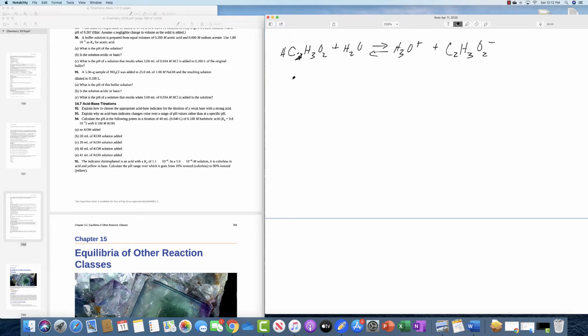And the Ka, which is 1.8 times 10 to the minus 5, is equal to the concentration of hydrogen ions times the concentration of acetate ions divided by the concentration of acetic acid.